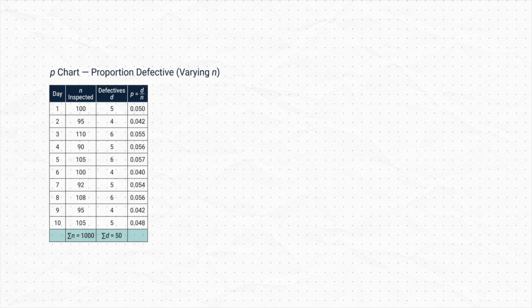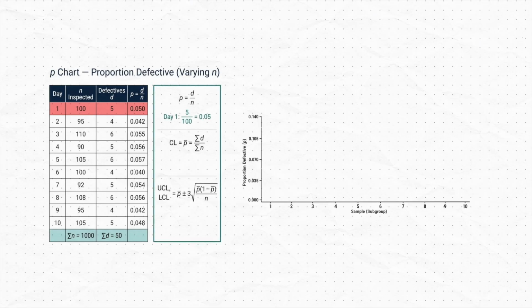The plotted point on a P chart is the proportion defective for each subgroup, which equals defectives divided by units inspected in that subgroup. For day 1, that is 5 divided by 100, which is 0.05, and we calculate this proportion for every day. The center line is P bar, and the formula is total defectives divided by total units inspected. Applying it, P bar equals 50 divided by 1,000, which is 0.05. Note that we do not average the 10 daily proportions, because that would give equal weight to subgroups of different sizes. Always divide the totals.